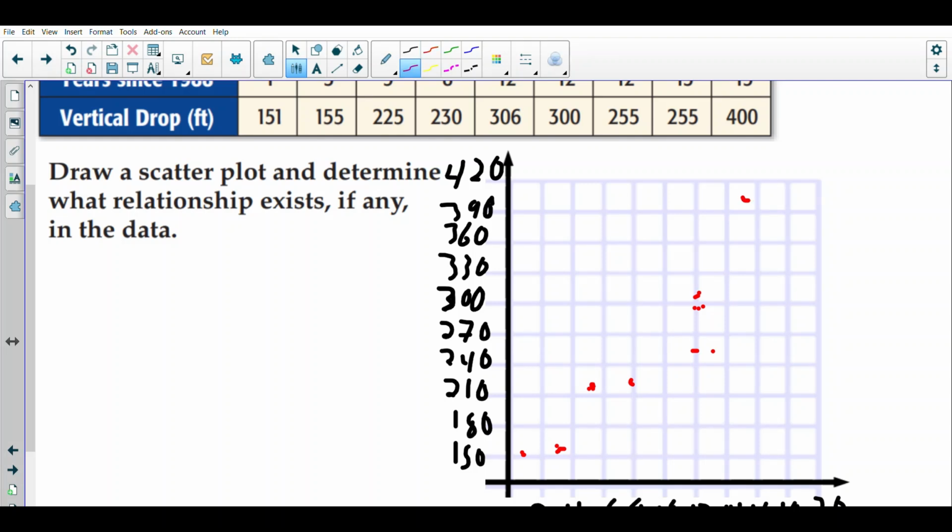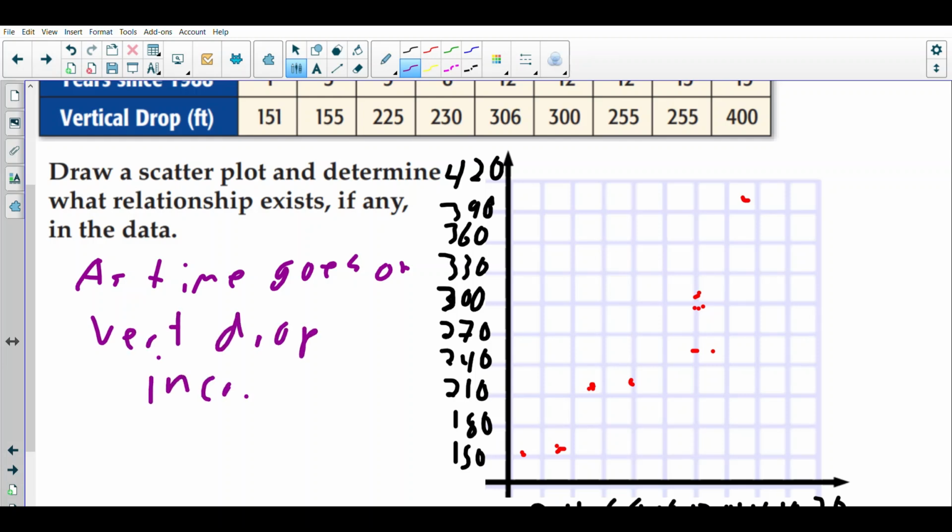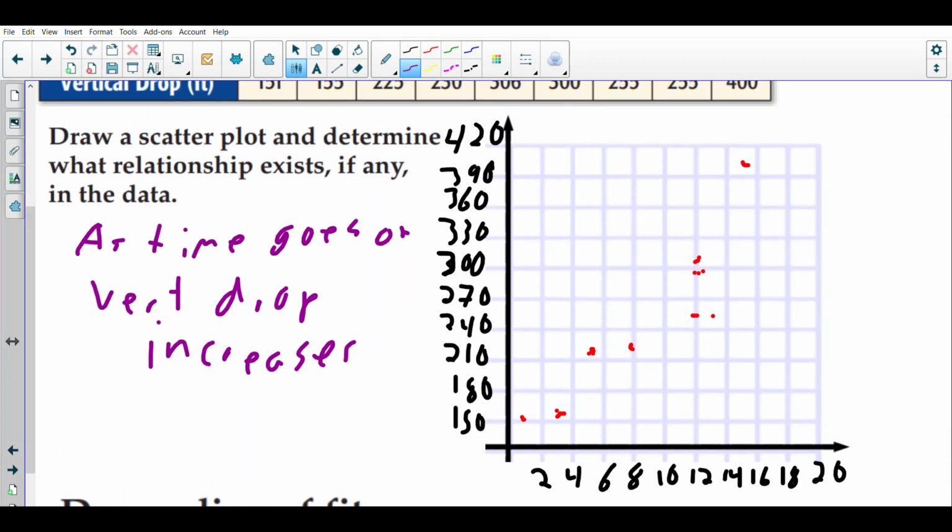Mine's not very good. But as we move from left to right, the number of years after 1988 goes up, and the vertical drop seems to go up. So as time goes on, vertical drop increases. Then we want to draw a line of best fit the best we can. We try to split the data as best we can, and there we go. I just try to even it out on both sides as much as possible.